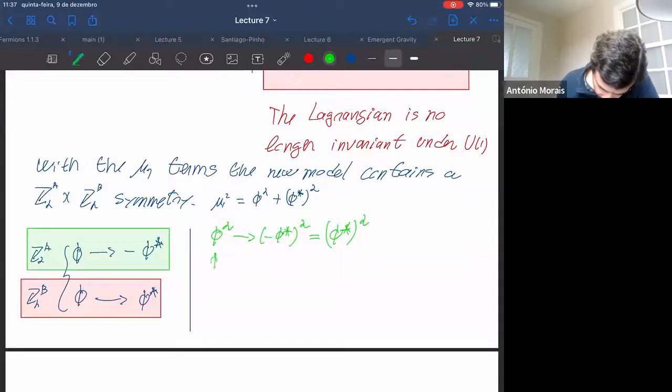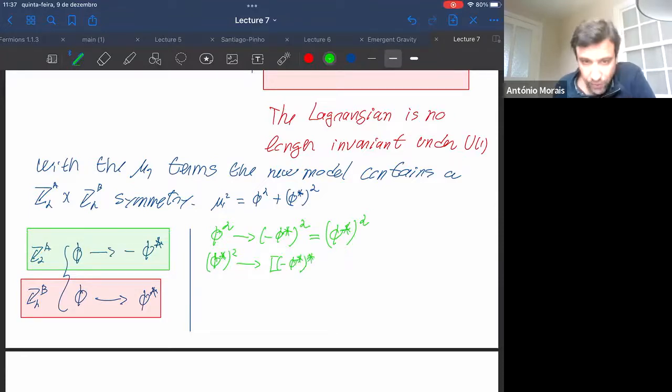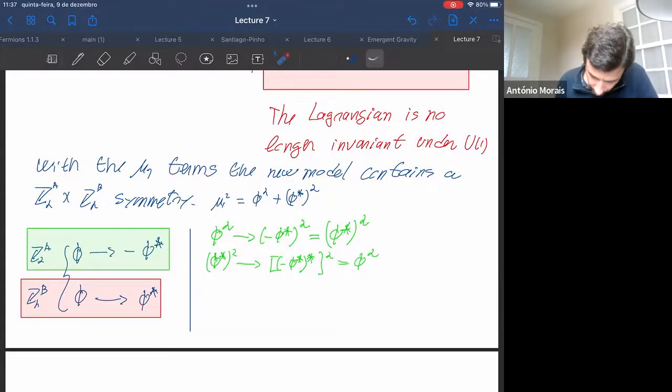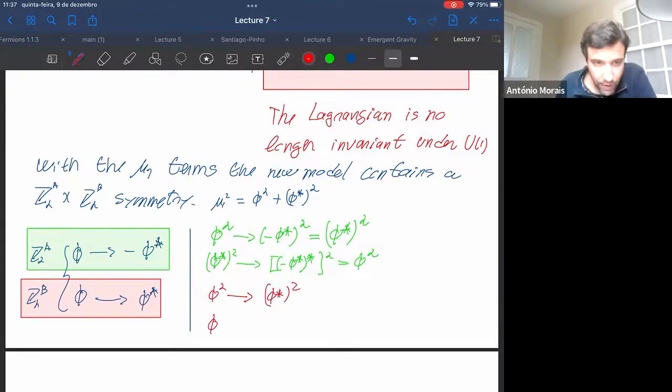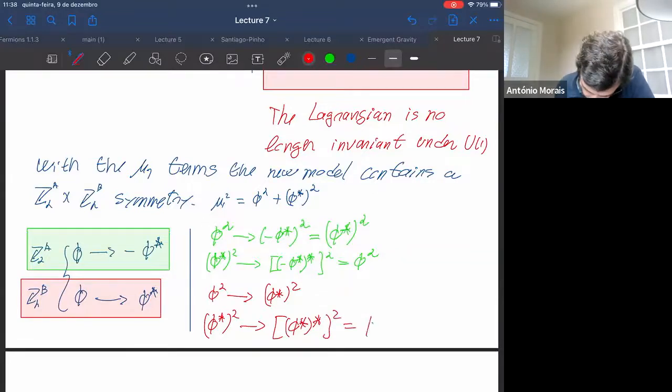It's the transformation of the other field. So phi conjugated squared goes to minus phi conjugated. So we just have to transform phi to minus phi conjugated squared, which is equal to phi squared. So the other transforms this into that, basically. The second is easier. Simply, we have phi squared goes to phi conjugated squared, so it's immediate, and phi conjugated squared goes to, it's trivial to see, phi conjugated squared, which is phi squared.